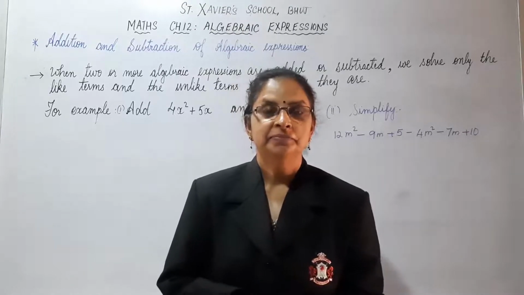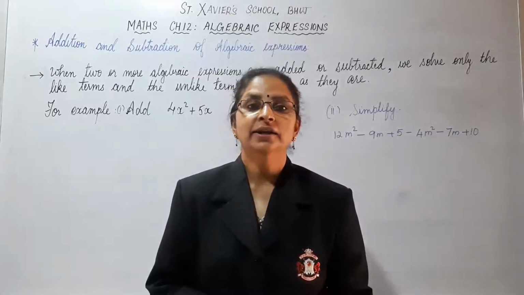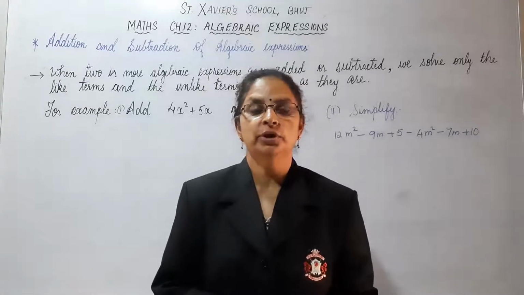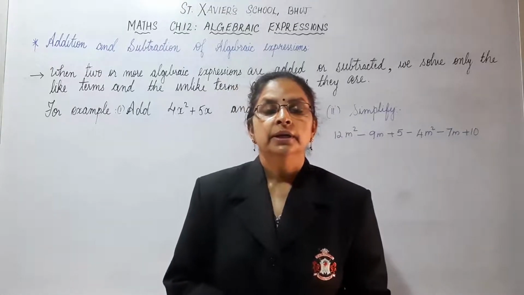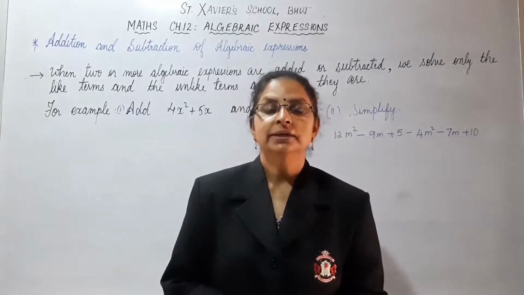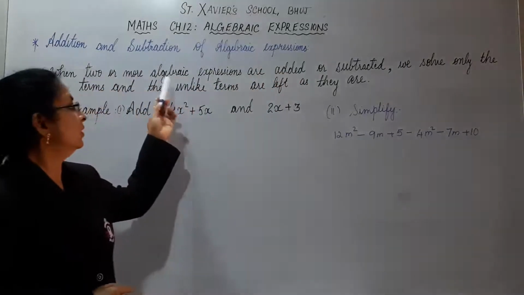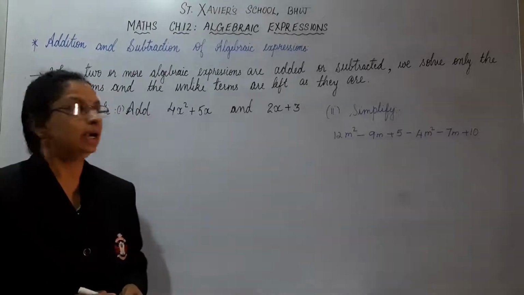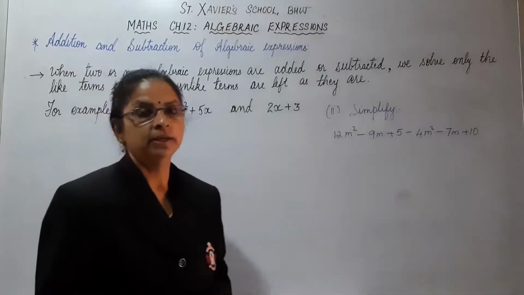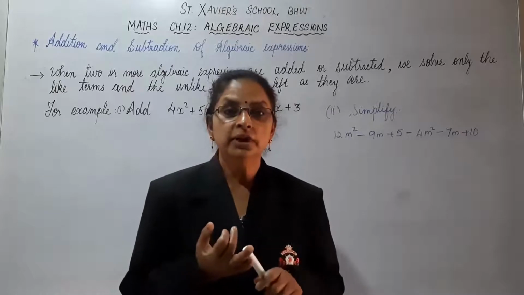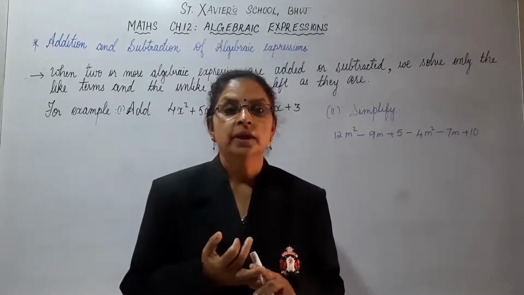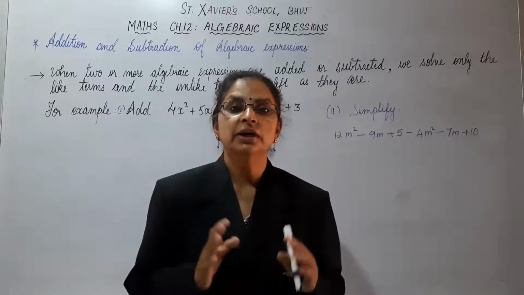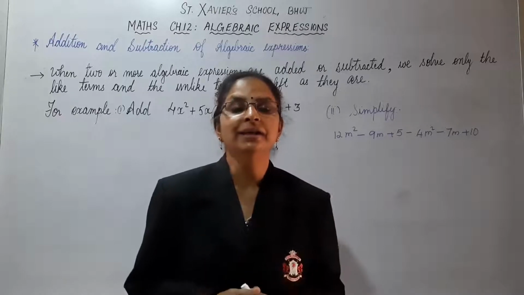Open your eyes. We have already learned about like terms and unlike terms. Today we are going to learn addition and subtraction of polynomials. While adding or subtracting algebraic expressions, we solve only the like terms and the unlike terms are left as they are. If two expressions contain like terms, then we have to add the like terms. If there are unlike terms, we have to keep them as they are.